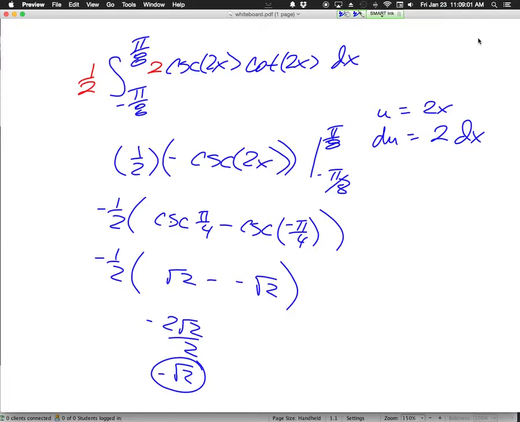Did you get the negative 2 square root of 2? I got the negative from here. This is the square root of 2 plus the square root of 2, which gives me the 2 square root of 2.